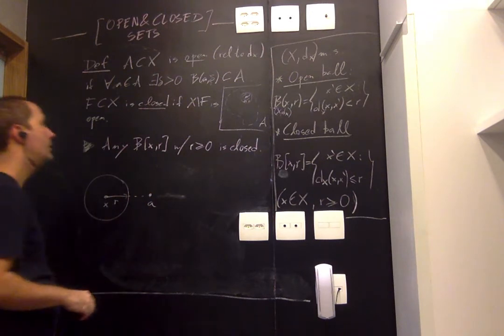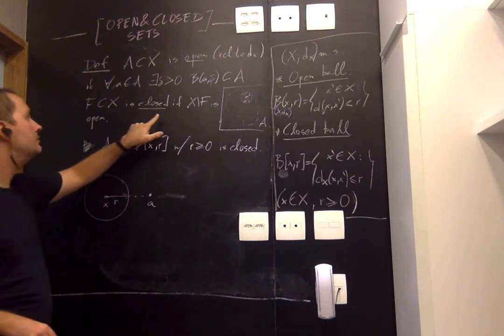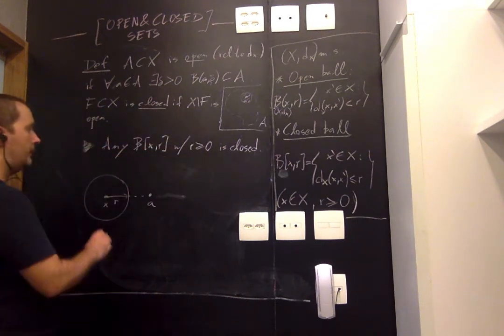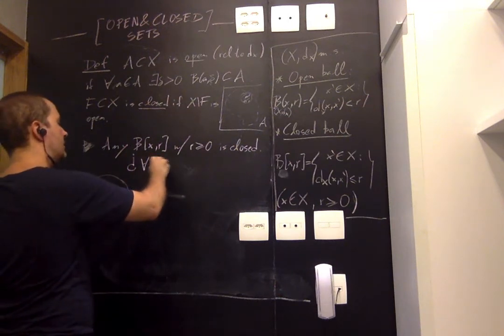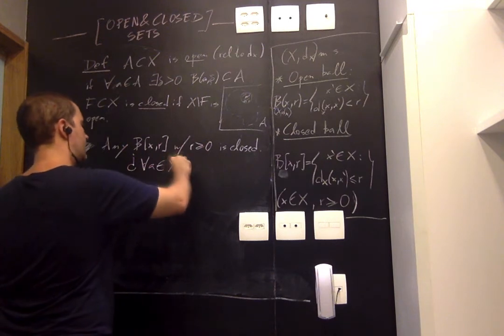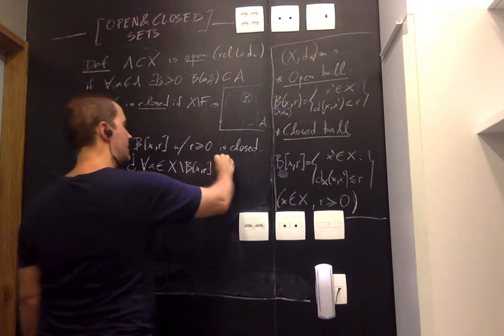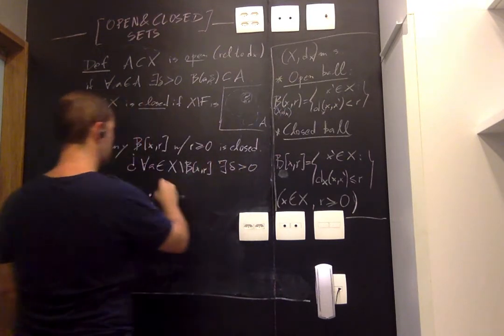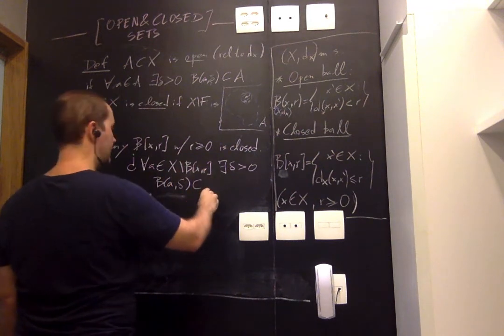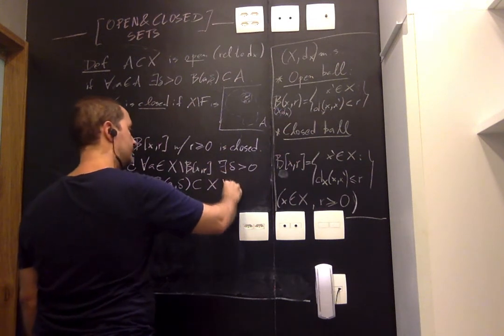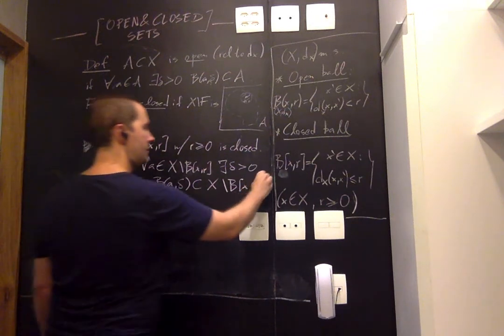What do we need to show? We want to show that F is closed, and the only way we know how to define closed sets right now is to show that the complement is open. And what does it mean? What I want to show is that for any A in the complement of the closed ball, there exists a delta such that the entire ball of radius delta is contained in the complement. And that's what we want to show.